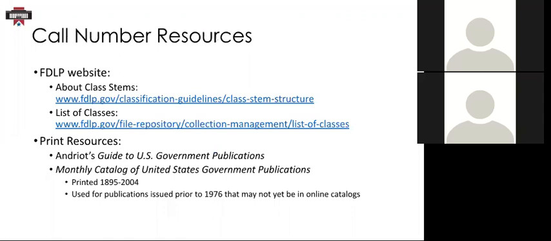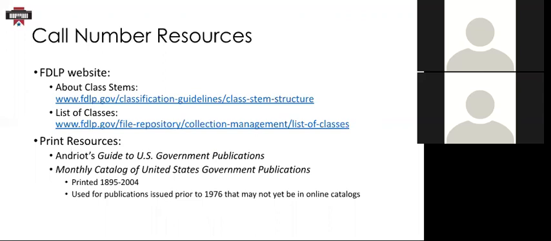As I mentioned earlier, there are some resources to help you learn more about call numbers or classifications for US documents. The FDLP website has information. I've got the links here about class stems and lists of classes. So if you want to browse by call number, those will be some useful resources for you.